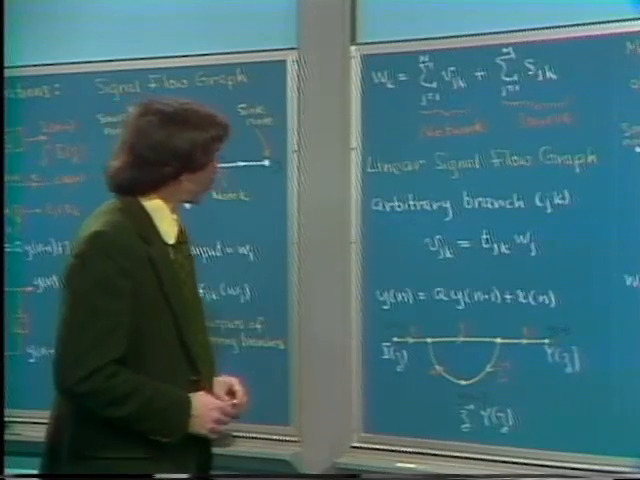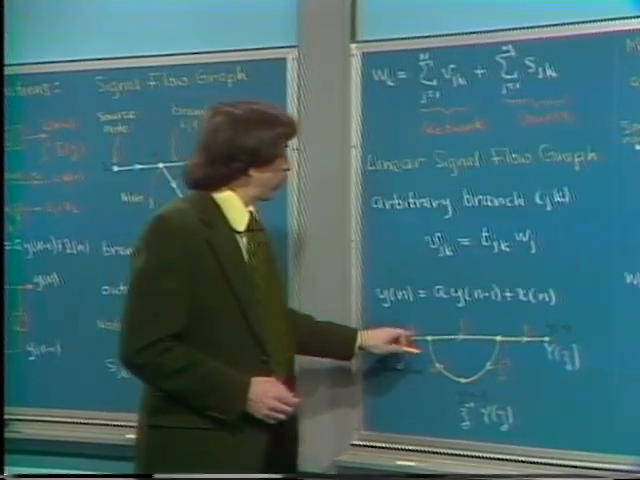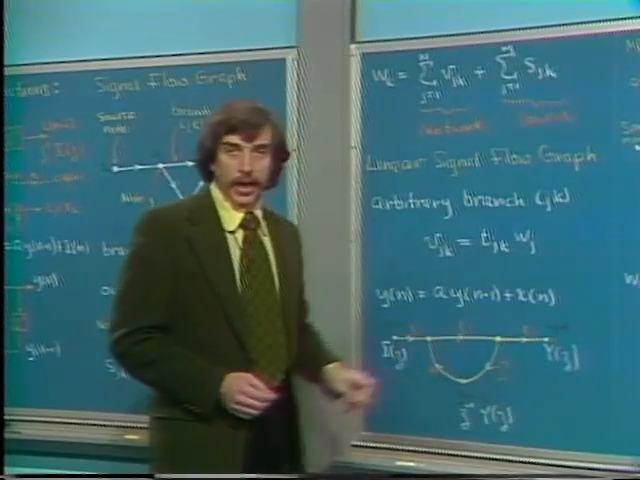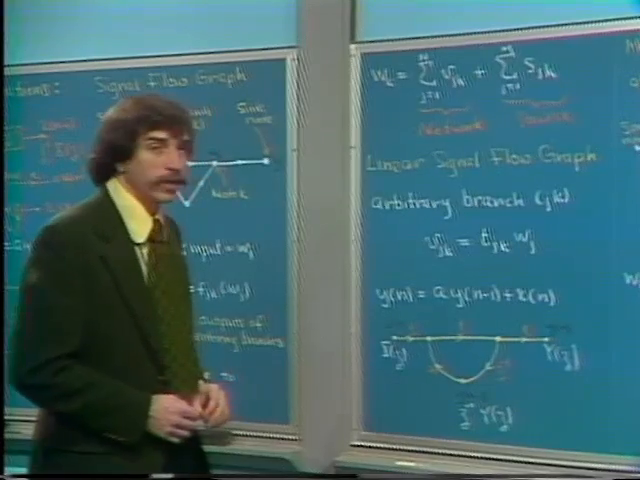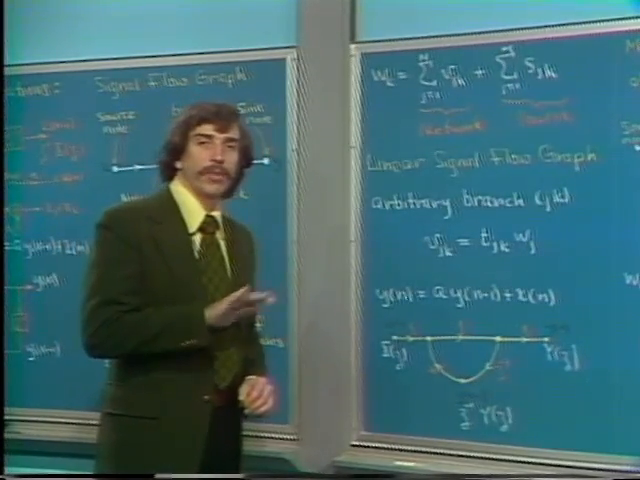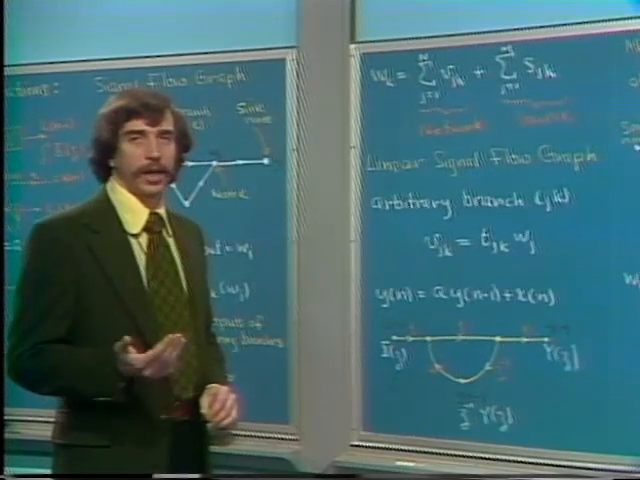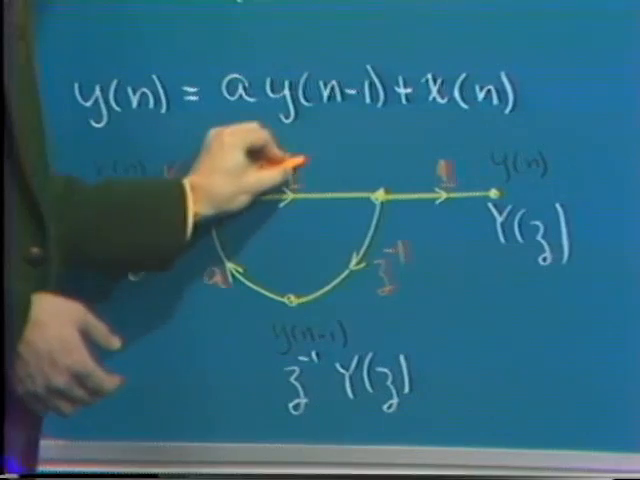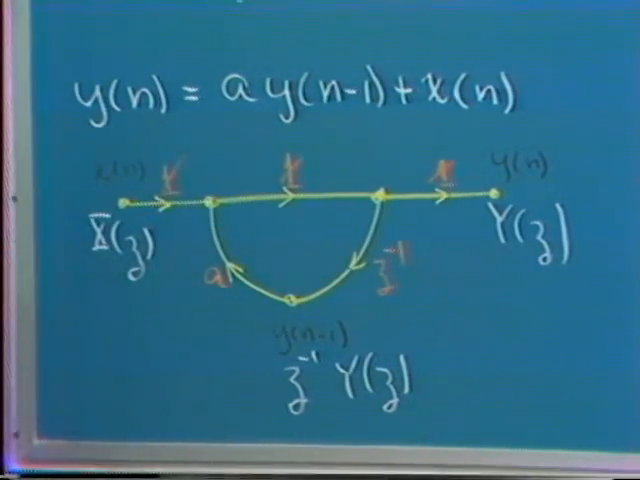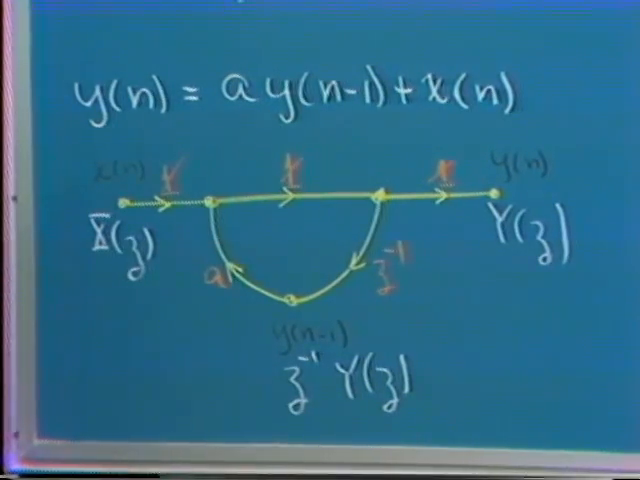Also, notationally, since very often we end up with branches that have unity gain, it's usually convenient to choose the convention that if a branch doesn't have the gain labeled on it, the implication is that the gain is, in fact, unity. So generally, we won't specify explicitly unity gain. If there is a branch with unity gain, we simply won't label the gain.